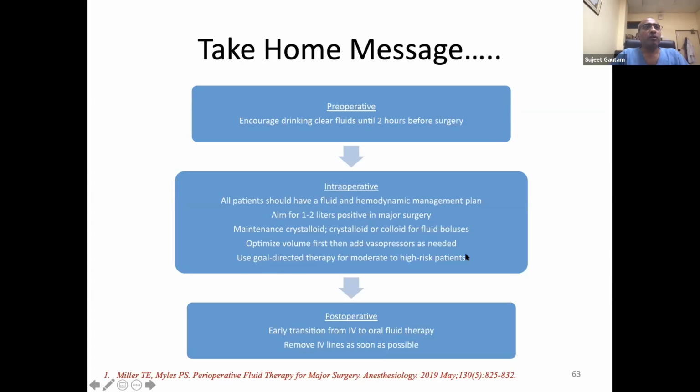So we may stop using CVP as a practice, as a guide to fluid therapy. Then post-operatively, early transition from IV to oral fluid therapy, remove IV lines as soon as possible.